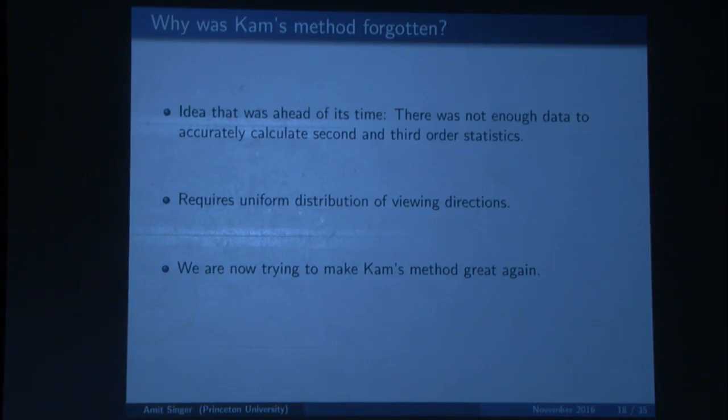Kam proposed it already in 77 and it took 2 years to publish, but basically it was almost completely ignored, because it was an idea that was ahead of its time. The reason it was ahead of its time, first of all, there was just not enough data at the time to actually calculate second and third order statistics. At the time they had 10 images, 100 images at best. Now we can estimate statistics of third-order tensors.